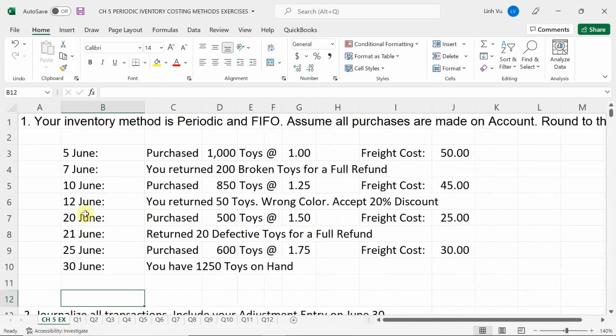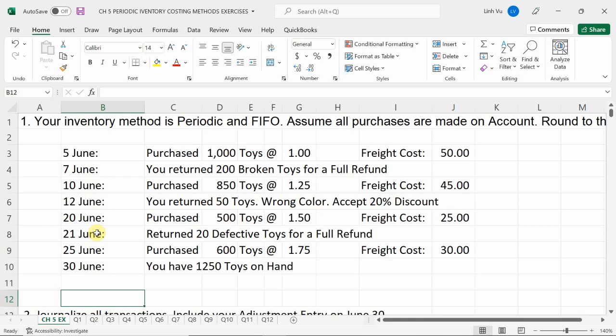So then let's see what happened next. On June 12th, you end up returning 50 toys. They were the wrong color and you were willing to accept a 20% discount. So in this case, which batch of inventory is this one referring to? When we are looking at a refund or a return, usually the rule of thumb is that it's going to be for the one that you just recently purchased.